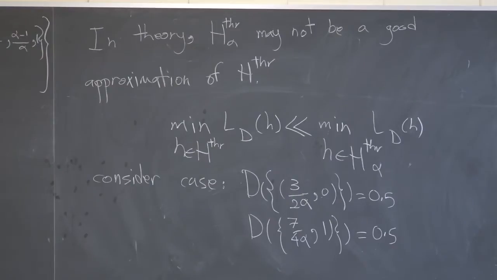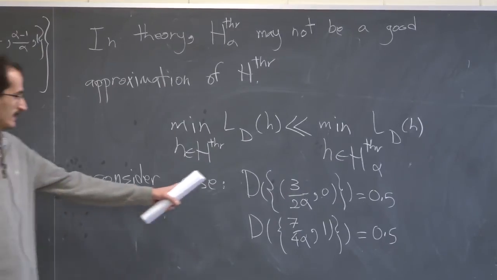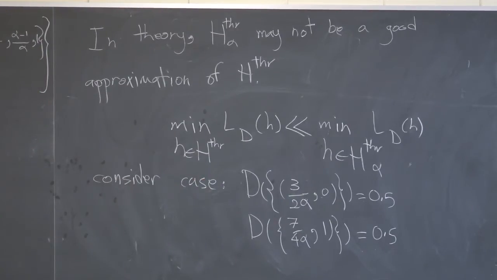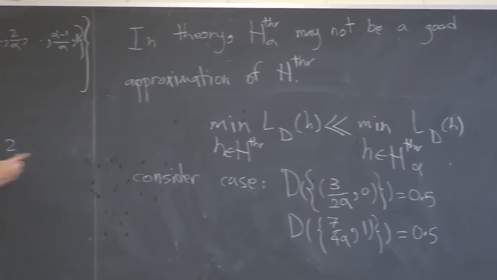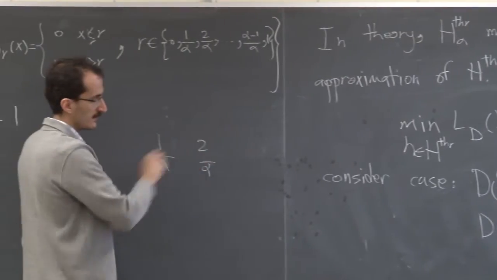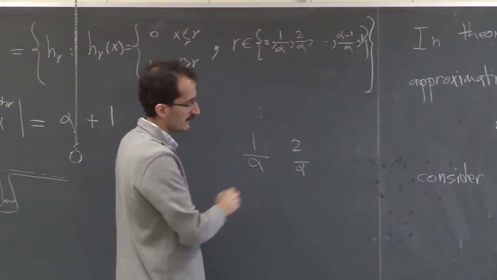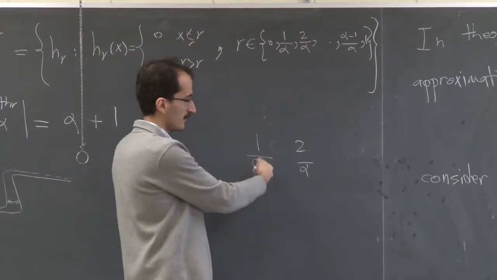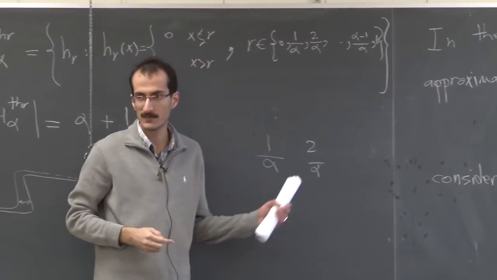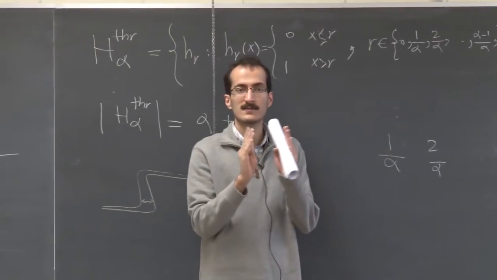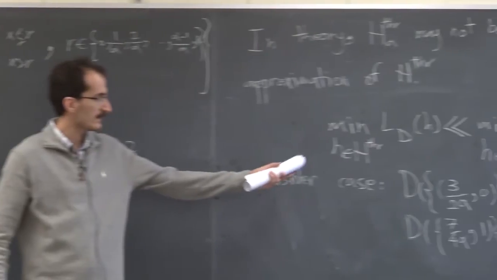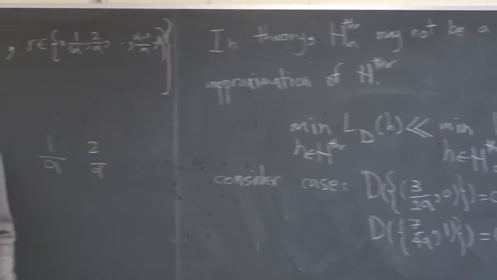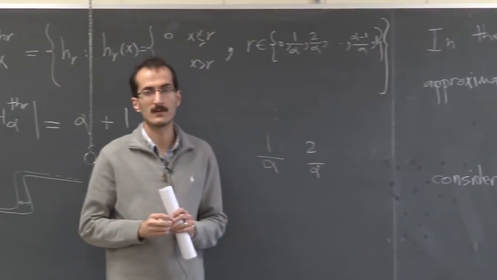Yes, that's one such example: everything is between 1 over alpha and 2 over alpha, because 3 over 2 alpha and 7 over 4 alpha are both between 1 over alpha and 2 over alpha, so they are in one discretized cell, but they have different labels. We cannot say all of them are from the same class.